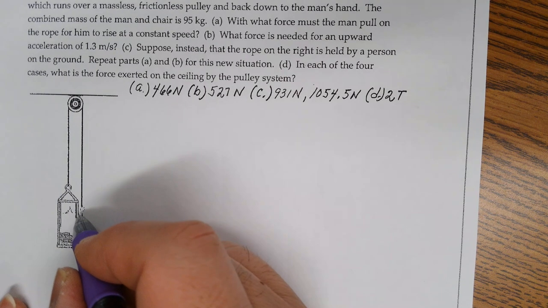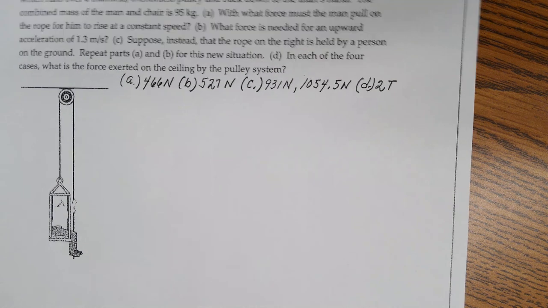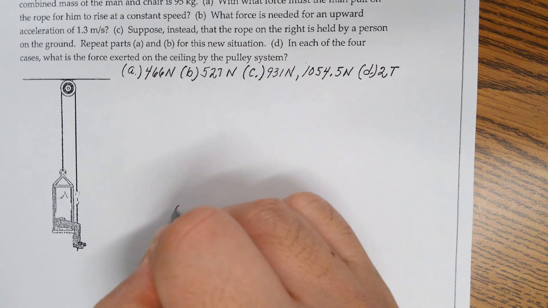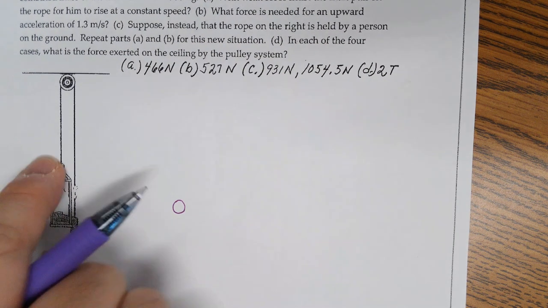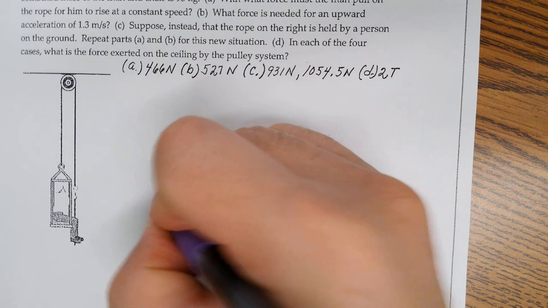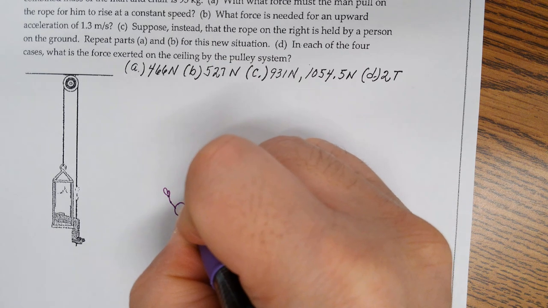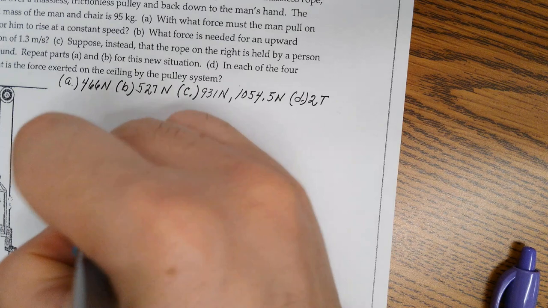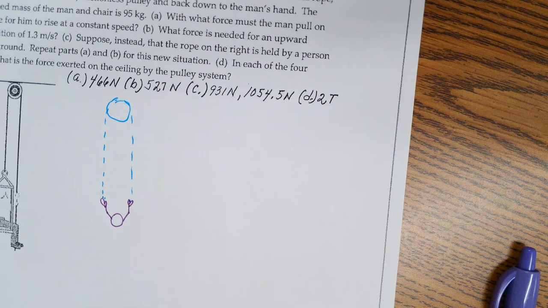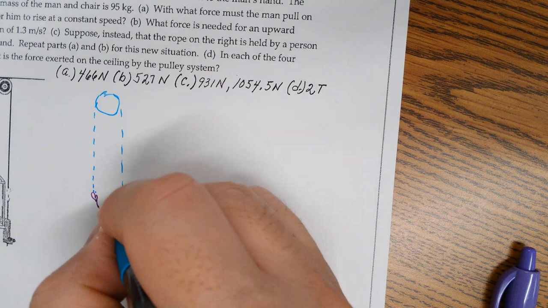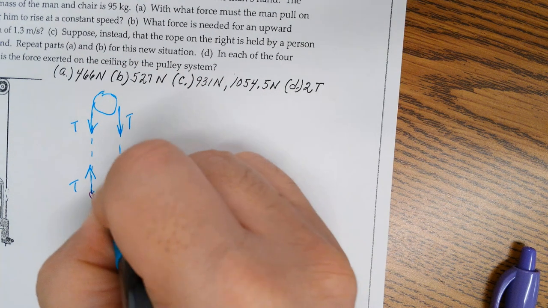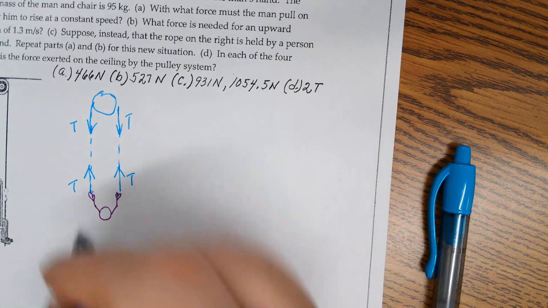And since this man is holding on to this thing, right, what force must the man pull on the rope for him to rise at a constant speed? Well, at constant speed, he's not accelerating. So if I were to look at this, assuming the spherical mass right here, this spherical mass has a hand coming out this way, and is holding onto a rope. Basically, it's like this, right? So what's going on? This tension, this way is tension, this way is tension, this way is tension, and we have FG going this way.